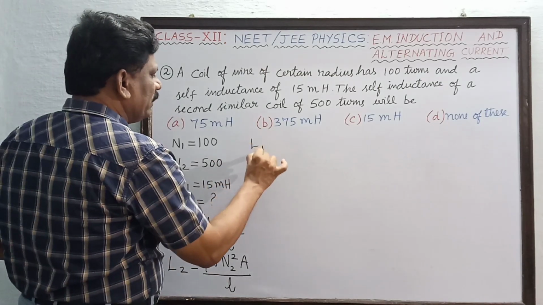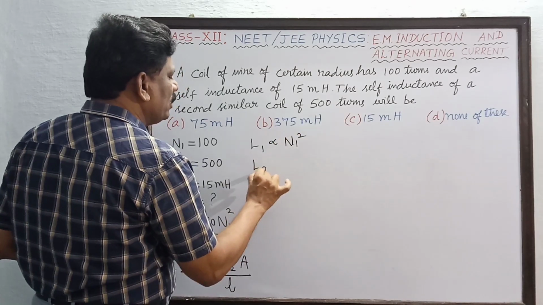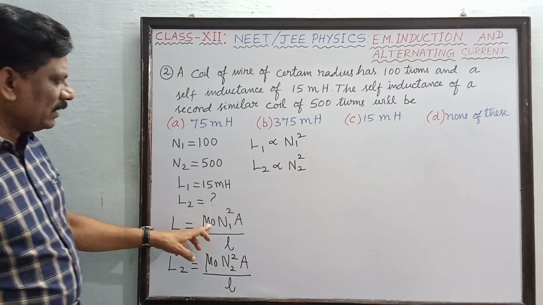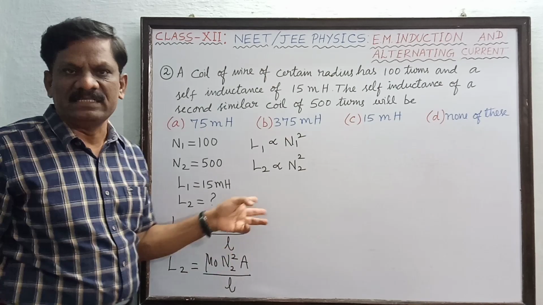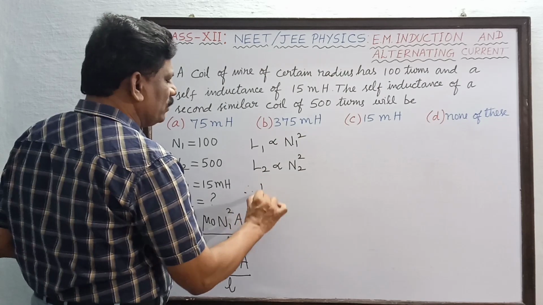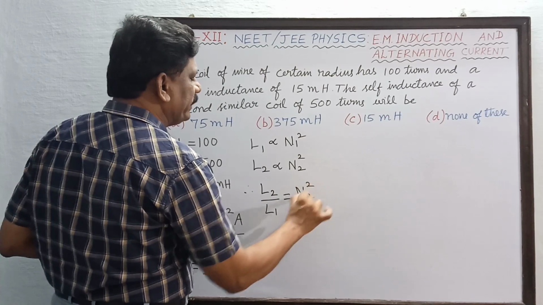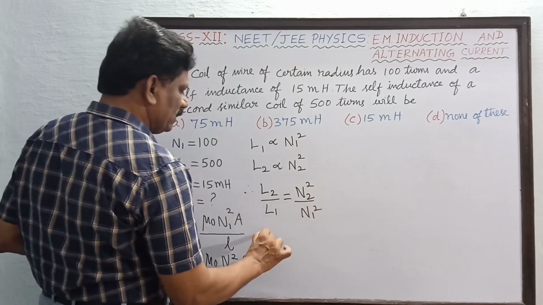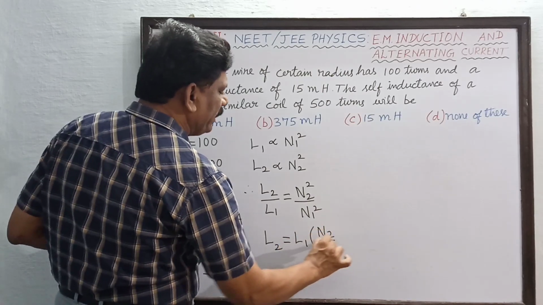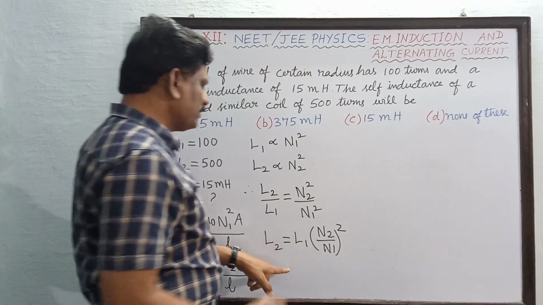So L1 is directly proportional to N1 square, and L2 is directly proportional to N2 square, because mu naught, A and L are constants. Okay. So now we know the value of L1, we have to find out the value of L2. So L2 divided by L1 must be equal to N2 square divided by N1 square, or L2 is equal to L1 into N2 by N1 whole square. Is it not? We have to substitute now.